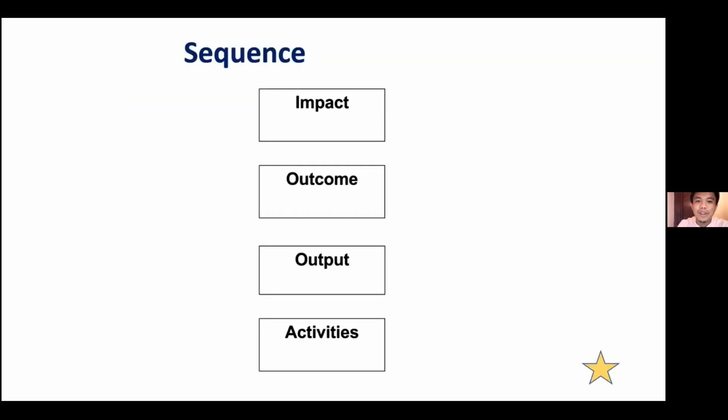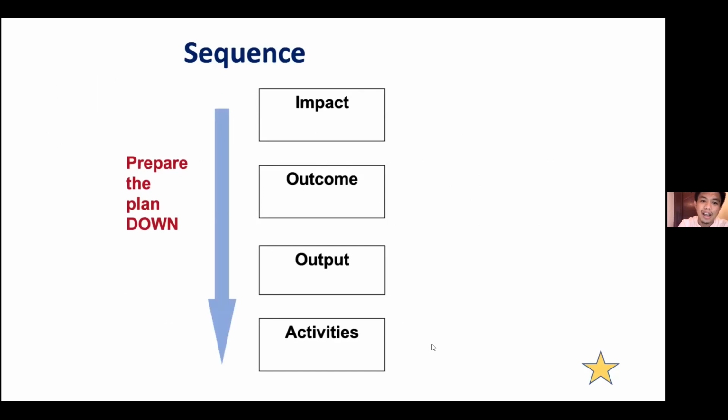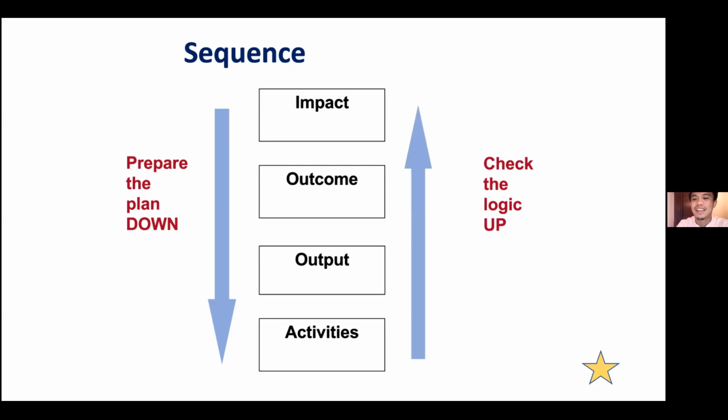And then when you review it, review going upwards. Does the activity that you identify follow logically the output that you'd like to achieve? Does the output contribute to the outcome? And then does the outcome contribute to the impact? So we write from top to bottom, and then we review what we've done, checking if they are logically sound from bottom up. Okay, check the logic upwards.